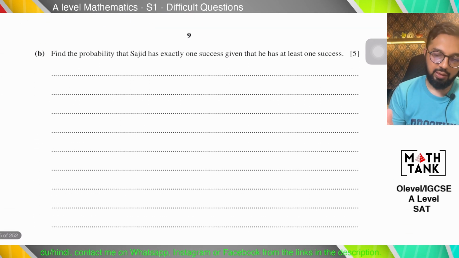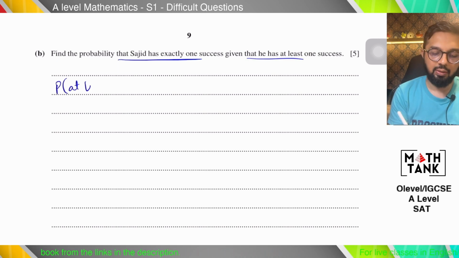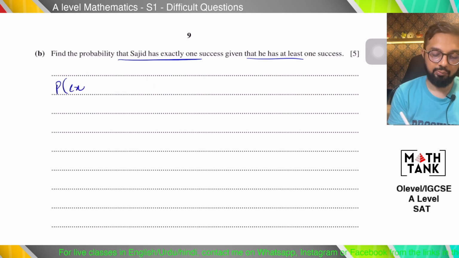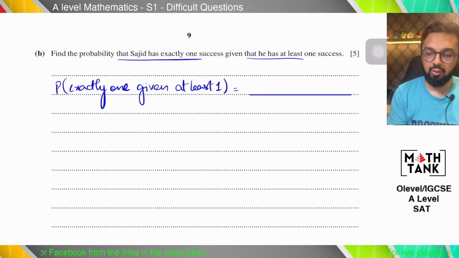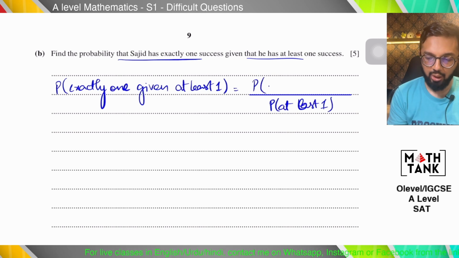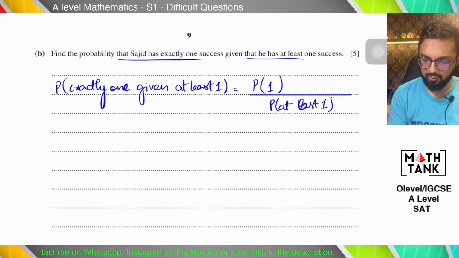Okay. Then in the next part it says find the probability that Sajid has exactly one success given that he has at least one success. So at least one, given, exactly one. Oh, sorry. Exactly one given at least one. Okay. So probability of at least one in the denominator and probability of one and at least one. So just probability of one then in the numerator. Exactly one, because exactly one automatically means at least one.